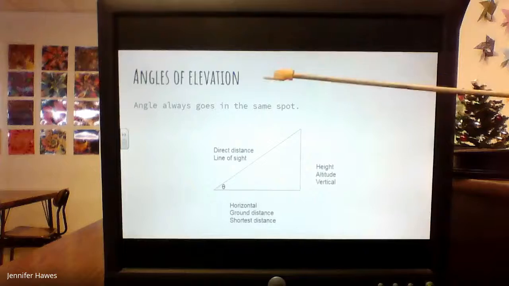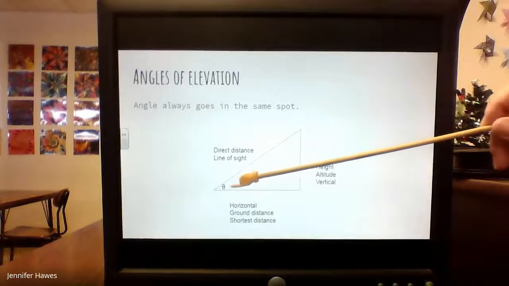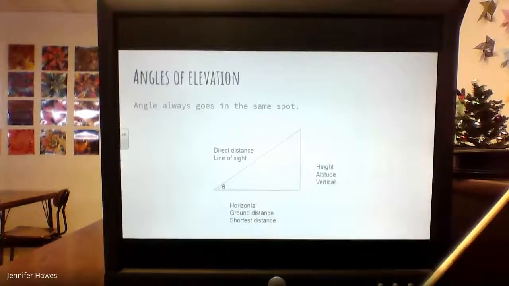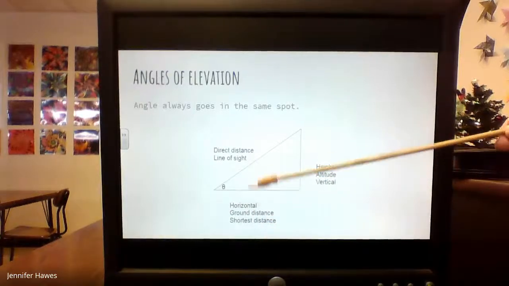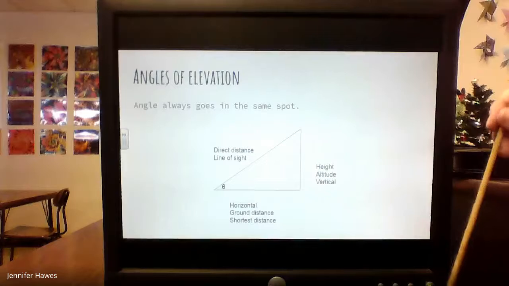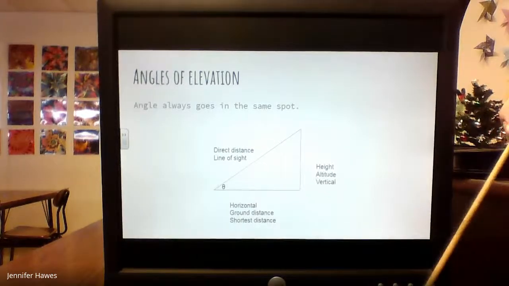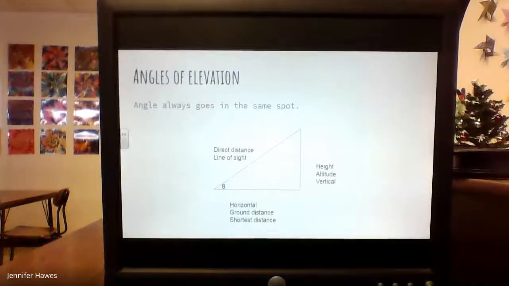But if I have an angle of elevation where I'm looking up, I'm going to draw this triangle every single time and put my angle right there. And that's it. That's all I'm going to do. I'm not going to draw it any other way. I'm going to draw it exactly like this. So in your story problem, if you get an angle of elevation, all you have to do is skim the problem and it'll tell you to draw this one.